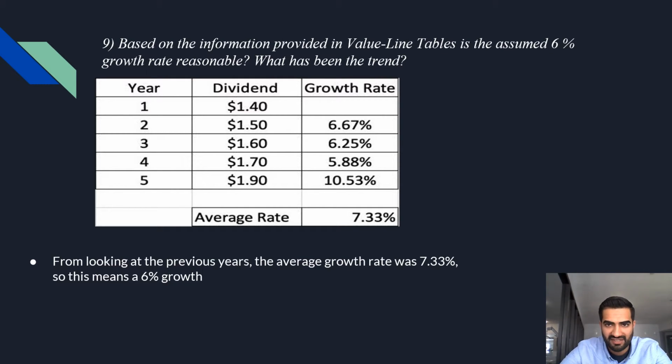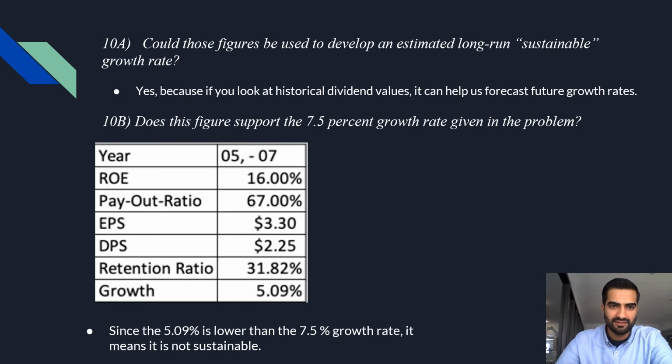Based on the information for value and Value Line, assuming in the table 6% growth rate is reasonable, what has been the trend? So getting the average from year 1 to year 5, I got an average rate of 7.33%. From looking at the previous years, the average growth rate was higher than the constant growth rate of 6%, so it's a good thing. Then, could those figures be used to develop an estimate of a long-term sustainable growth rate? Yes, because if you look at historical dividend values, it can help us forecast future growth rates.